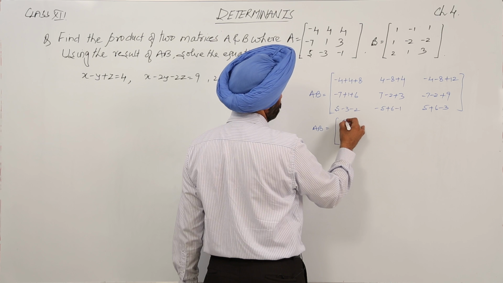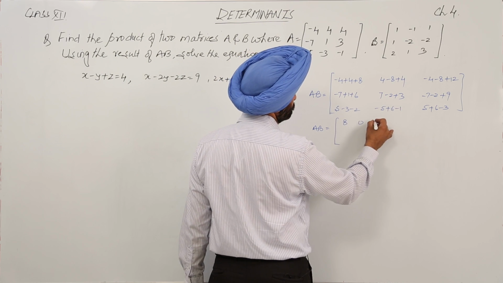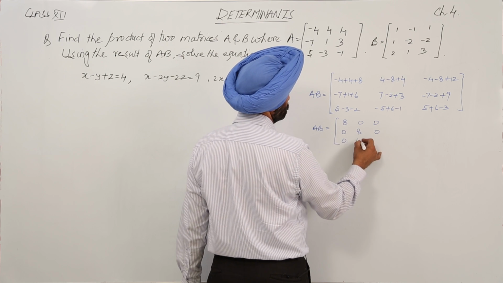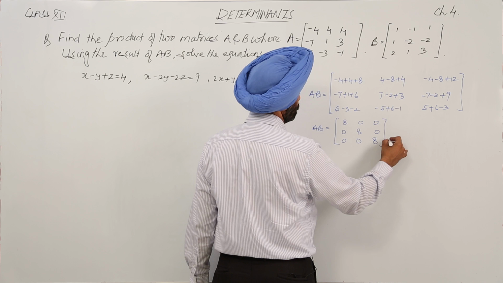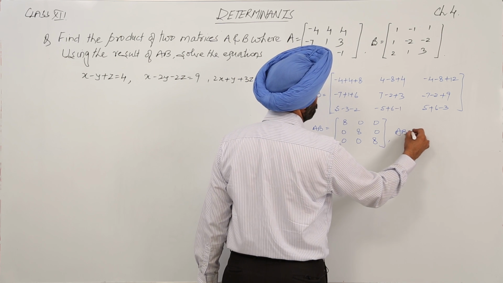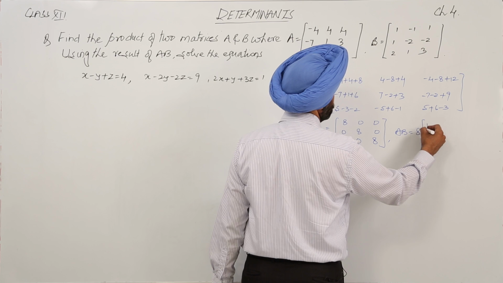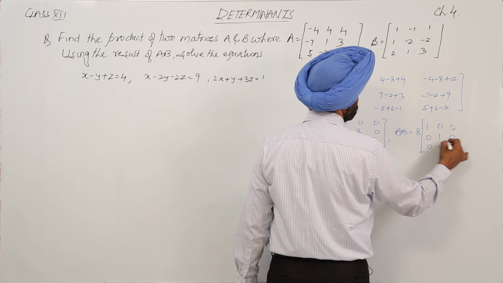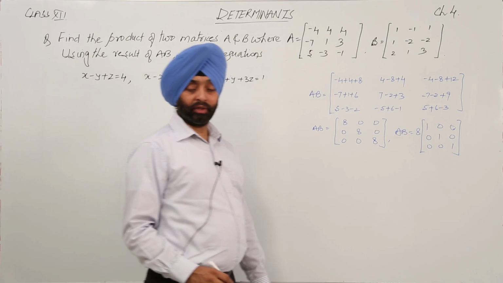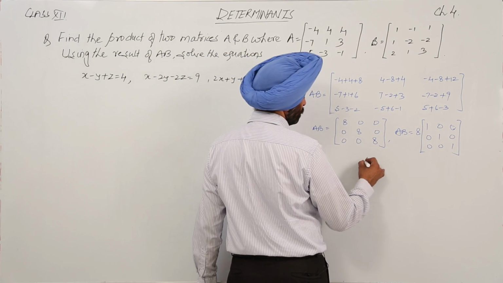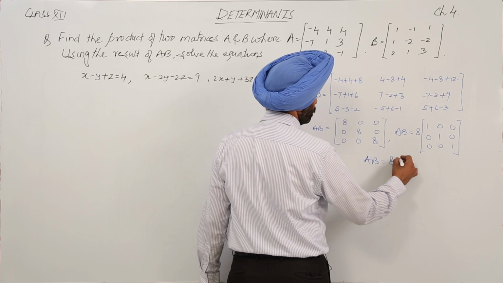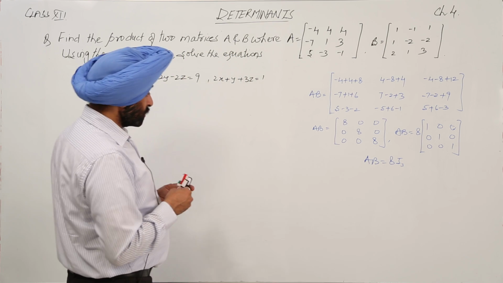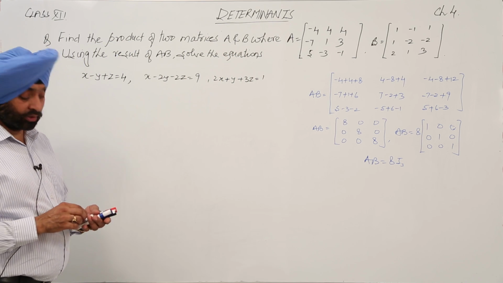-4 plus 4, 8. 8, 0, 0. 0, 8, 0. 0, 0, 8. So AB is equal to 8 with the identity matrix of order 3: 1, 0, 0, 0, 1, 0, 0, 0, 1. Here we get AB is equal to 8I. You can write the 3 here also, or you can leave it. So the AB product got 8 with the identity matrix.